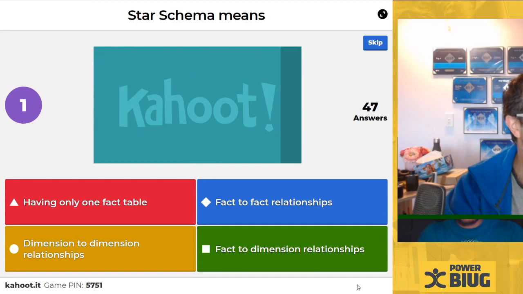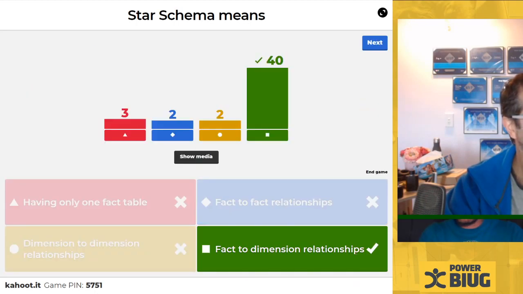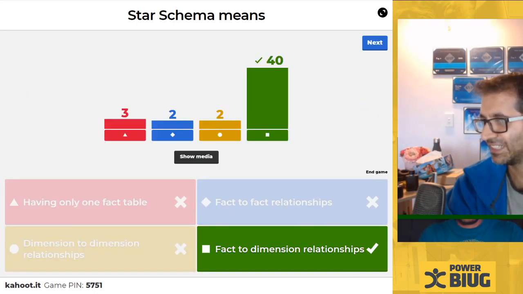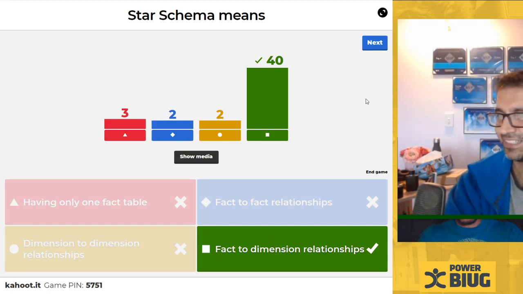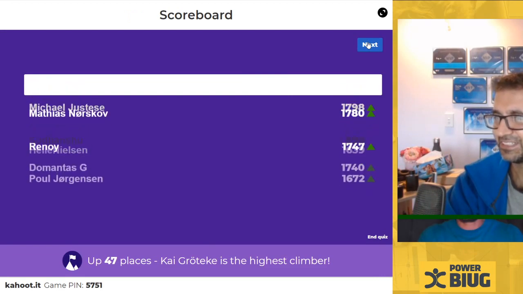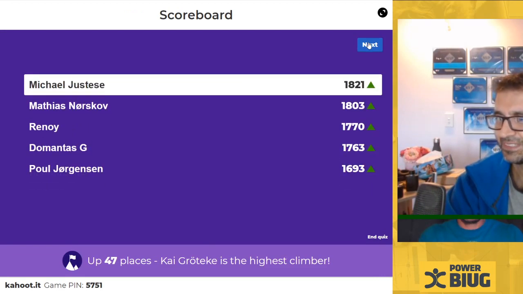The YouTube live view, I would see it from now. And okay, almost everyone answered correctly for the next. Okay, that's good. Yep, star schema is the model where you have a fact to dimension relationship, not dimension to dimension or fact to fact. Fact to fact might happen in rare exceptions, but the main type of relationship is fact to dimension. And let us see, we have a new leader.